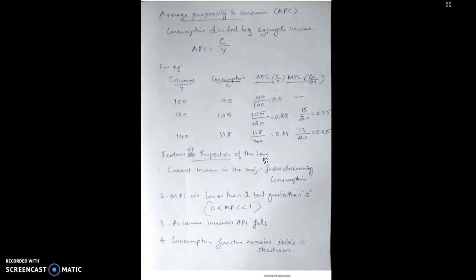We already explained that marginal propensity to consume is lower than 1 but greater than 0, that is, in between 0 and 1. Another criterion is that as income increases, the average propensity to consume falls. Then the consumption function remains stable in the short run. That means there will not be any upward shift or downward shift in the consumption curve. So marginal propensity to consume will remain constant in the short term.